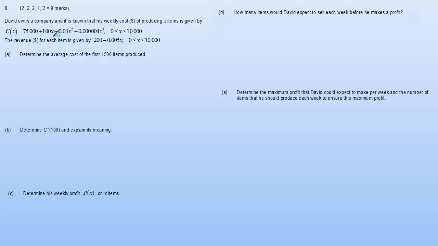David owns a company, and it's known that his weekly cost of producing X items is given by this expression here, between 0 and 10,000 items. The revenue is given by this, and that's for each item. That's going to become important later in the question. So determine the average cost of the first 1,500 items produced.